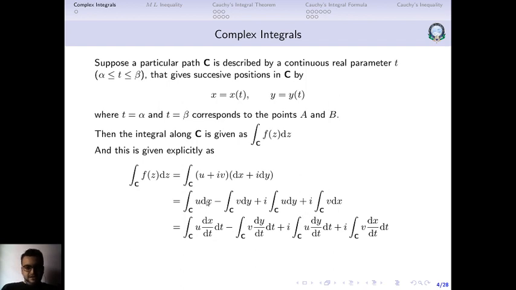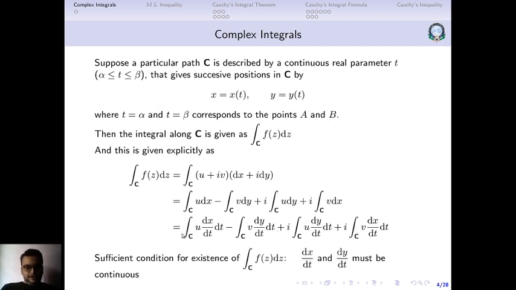Now this dx is a function of t, right? So that means this integral implicitly depends on t. So we want to bring the dependence on t inside this integral. The way to do that is, dx is nothing but dx by dt into dt. Similarly, dy is dy by dt into dt, and we substitute over here. So for this integral to exist, the sufficient condition is that these 4 integrals should also exist, all of them.